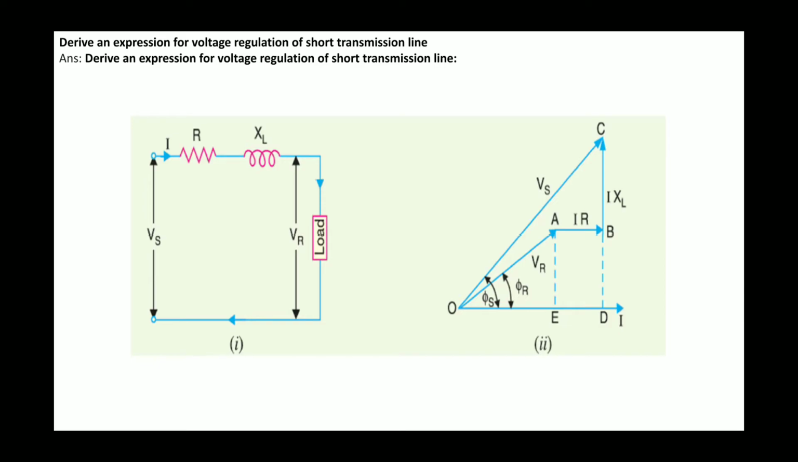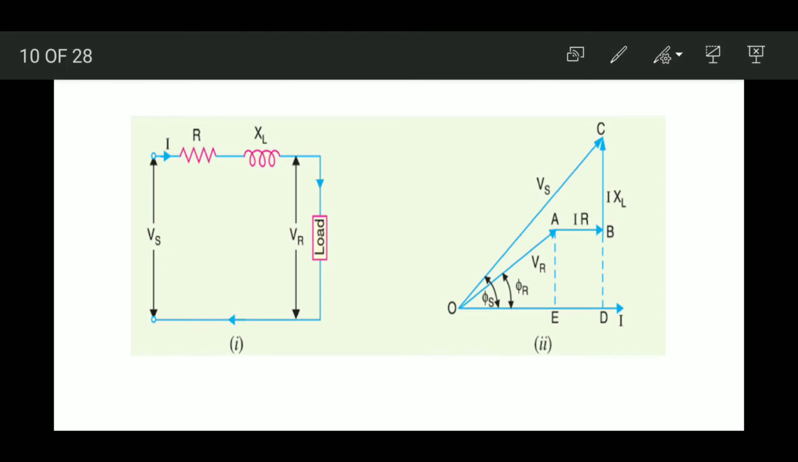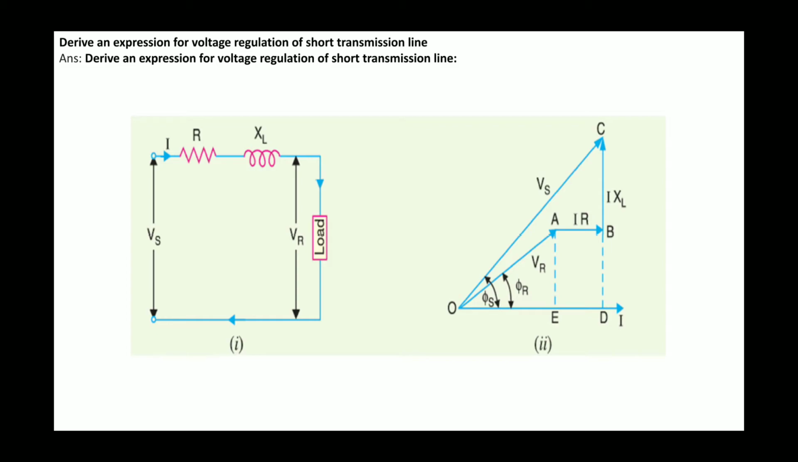Next, derive an expression for voltage regulation for a short transmission line. This is the equivalent diagram of the short transmission line. We already discussed the short transmission line. In a short transmission line, the length is very small, so we neglect the capacitor. We only use the resistor and inductor.